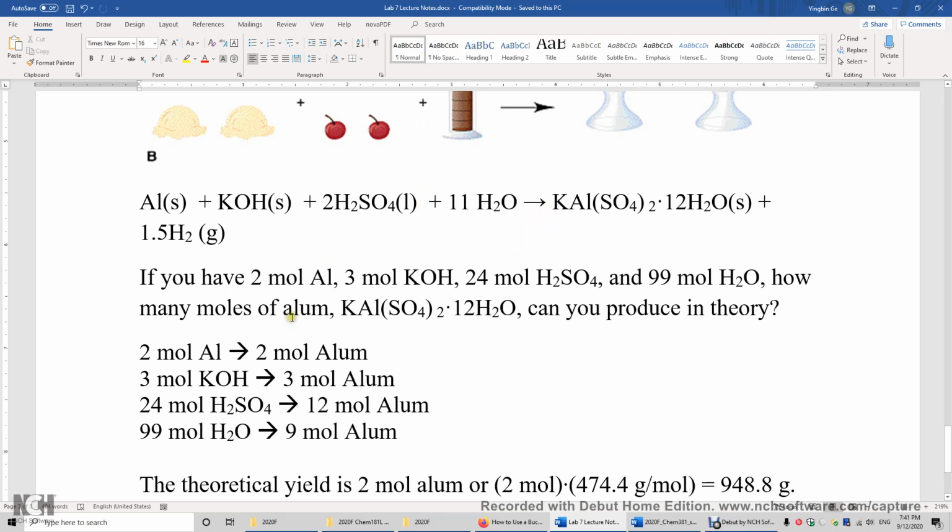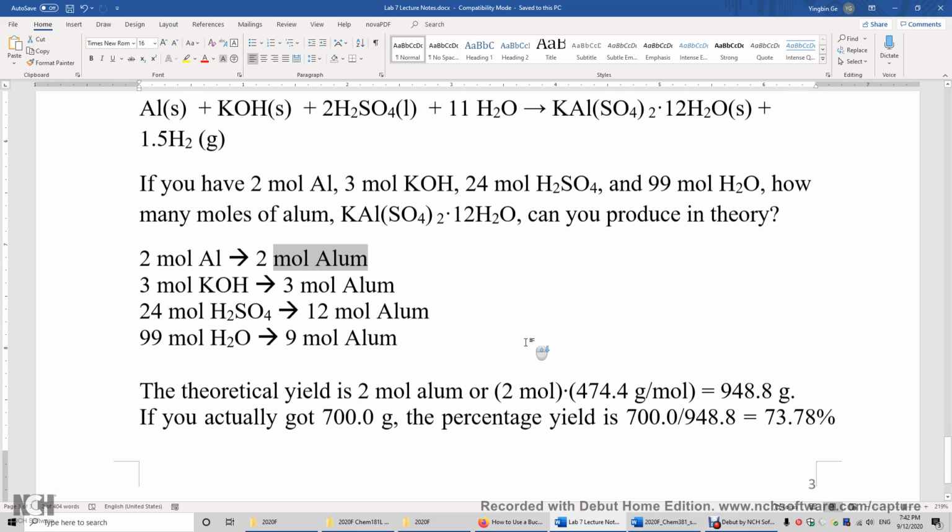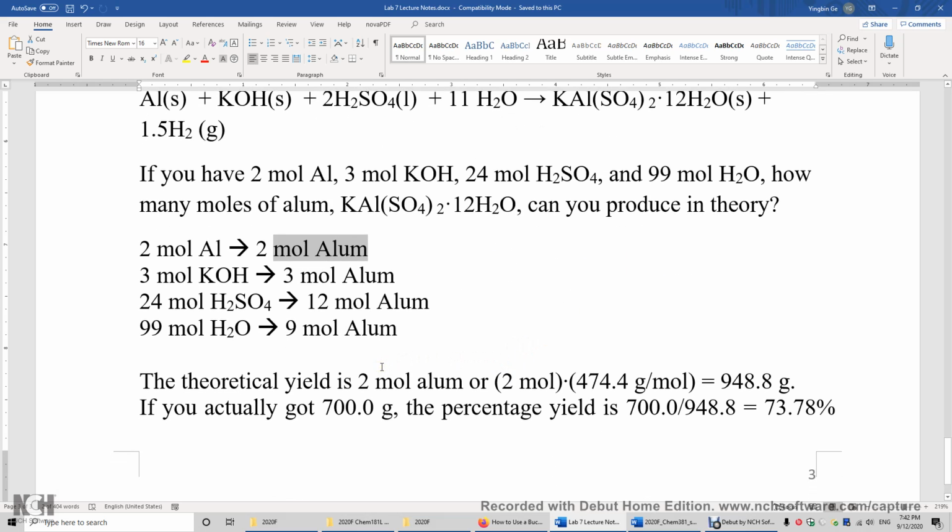Now I want you to compare these four numbers: 2 moles alum, 3 moles alum, 12 moles alum, 9 moles alum. Find the smallest number, 2 moles. So that means aluminum is the limiting reagent, and you can only make 2 moles of alum. KOH, sulfuric acid, and water will be in excess. Therefore, the theoretical yield is 2 moles of alum, or you can convert it to grams. The molar mass is given to you. This is the theoretical yield.